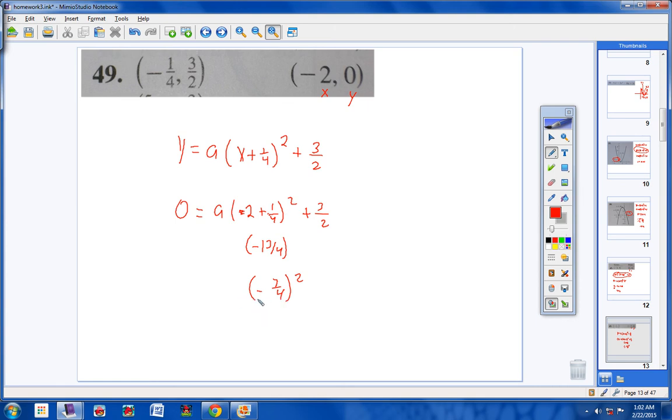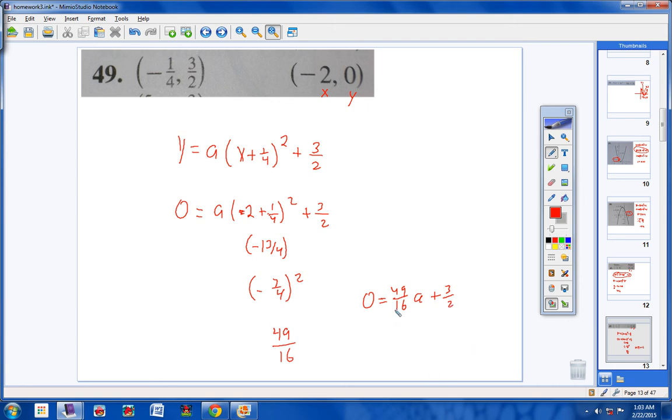So when you square this, 7 times 7 is 49. And 4 times 4 is 16. And of course the negative sign's gone, because when you square a negative, negative times a negative is positive. So, unless I've made a mistake somewhere, and I hope that I haven't, I squared it. So now I multiply this by a, so I really have 0 equals 49/16 a, and then plus 3/2.